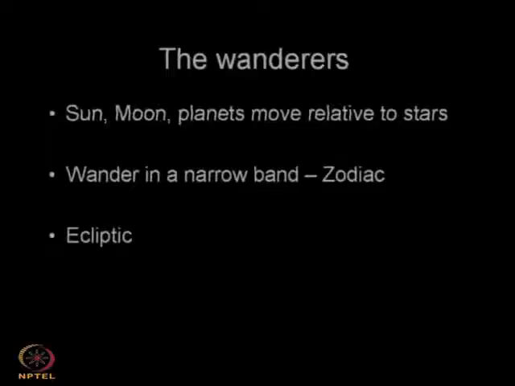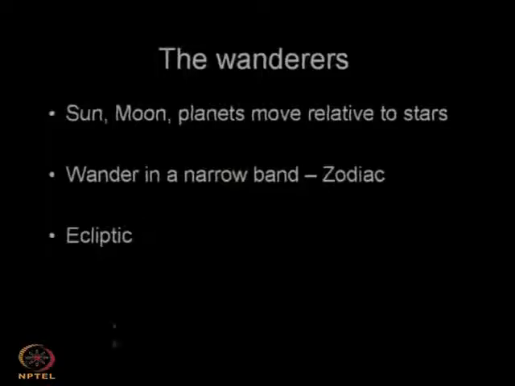And there is a third point which is mentioned just over here. These objects that wander, their wandering is not over the entire sky, their wandering is restricted to a narrow band on the sky called the zodiac. So the wandering of the planets, the sun and the moon is restricted to a very narrow band which is called the zodiac.